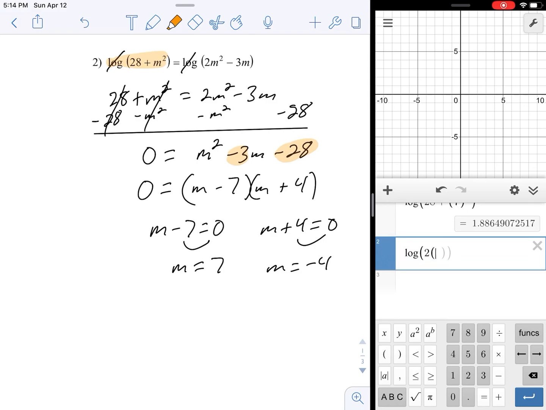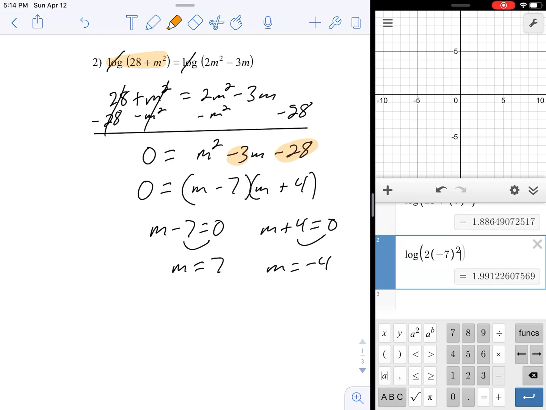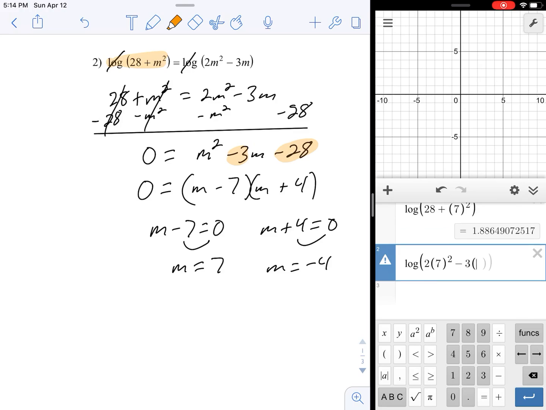So 2 times negative 7 squared minus 3 times, oh, that wasn't negative 7, that was positive 7. Glad I caught that. Okay, so plugged it into both sides of the equal sign, 1.8865, 1.8865. That works. That is a good answer.